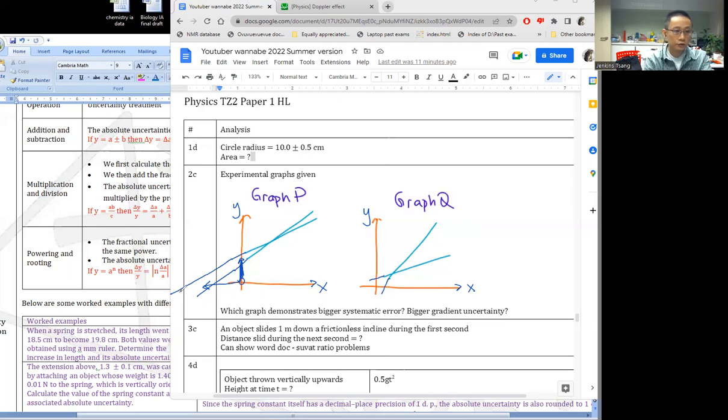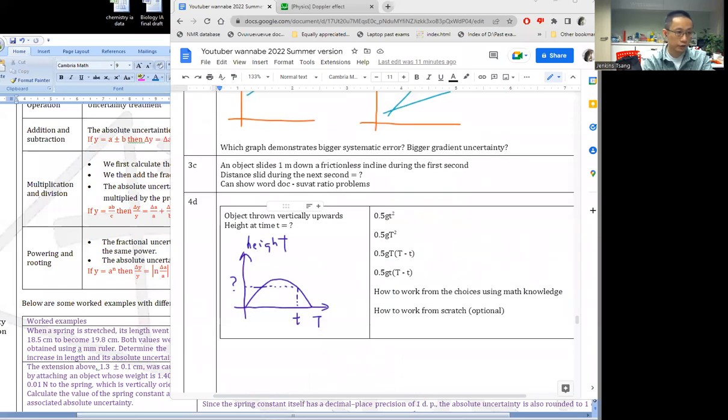Meanwhile, I think it is quite apparent that the uncertainty of the gradient is much larger for graph Q rather than graph P, as evidenced by the smaller angle made between the two best fit lines for graph P relative to graph Q. Overall, the answer is C.